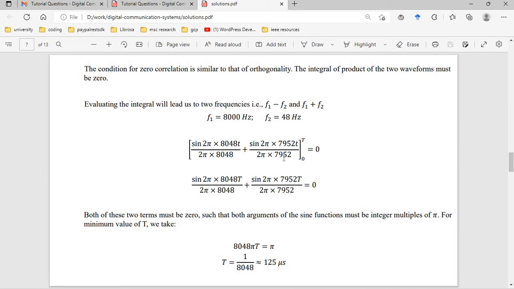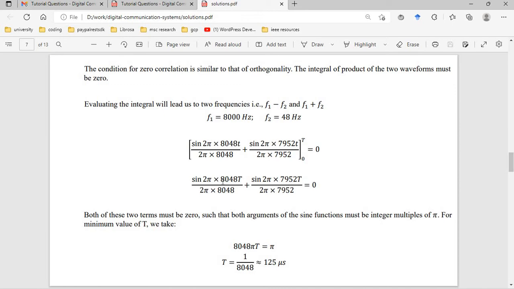These two frequencies are so close together, and we know we'll end up with an integral that resolves to something like this: sine of 2 pi times 8048t over 2 pi times 8048, plus sine of 2 pi multiplied by 7952t over 2 pi times 7952, over that interval 0 to capital T, equals 0. When you solve that, you end up with this. Now, if we inspect this equation carefully, we will realize that the only way this sum can be 0 is that both of these numerators must be 0.